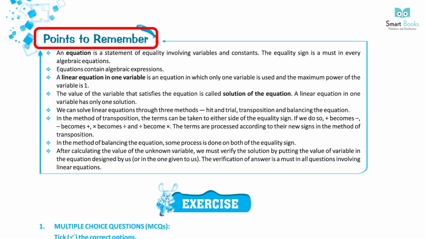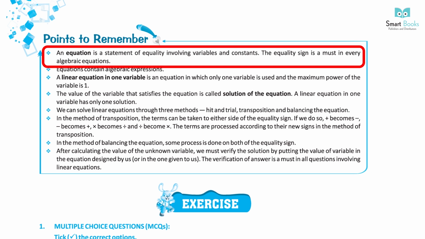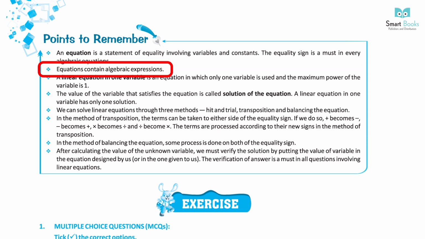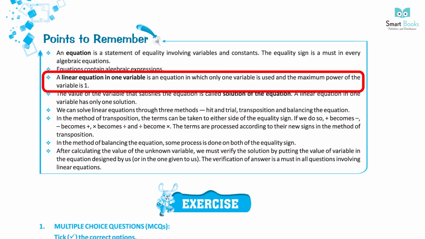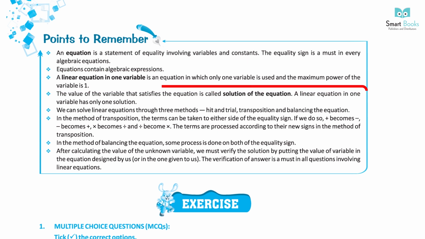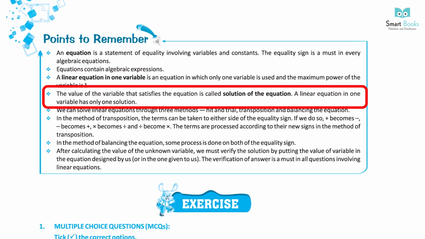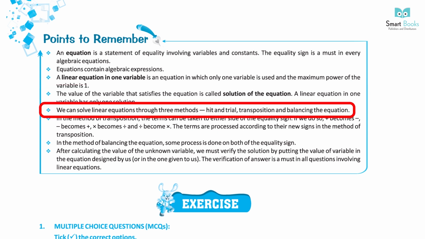Points to remember. An equation is a statement of equality involving variables and constants. The equality sign is a must in every algebraic equation. Equations contain algebraic expressions. A linear equation in one variable is an equation in which only one variable is used and the maximum power of the variable is 1. The value of the variable that satisfies the equation is called the solution of the equation. A linear equation in one variable has only one solution. We can solve linear equations through 3 methods: hit and trial, transposition, and balancing the equation.